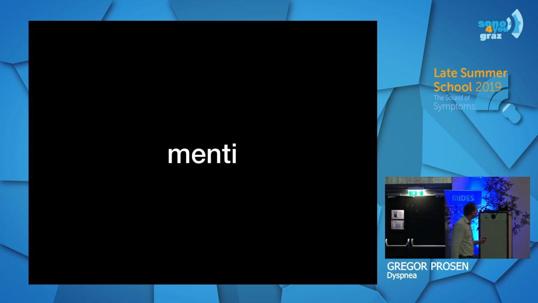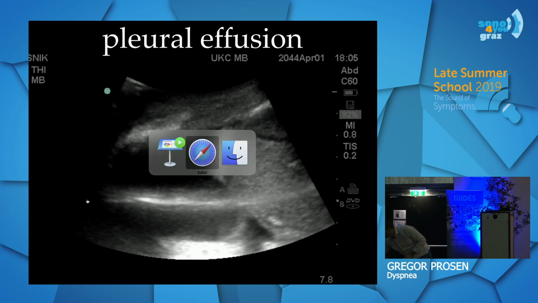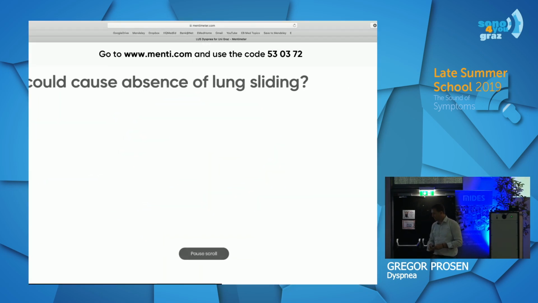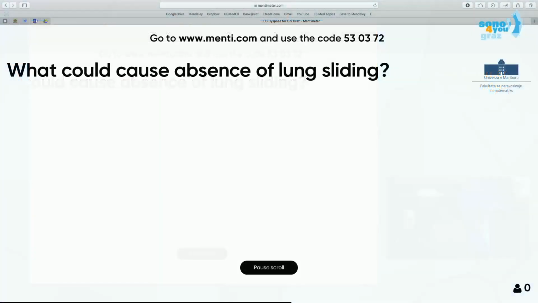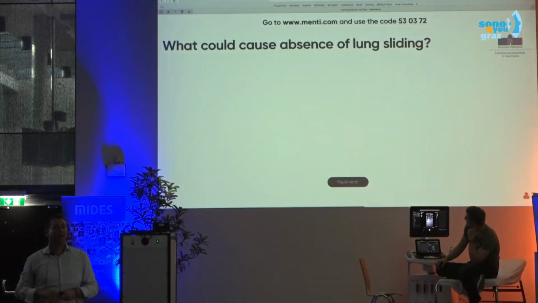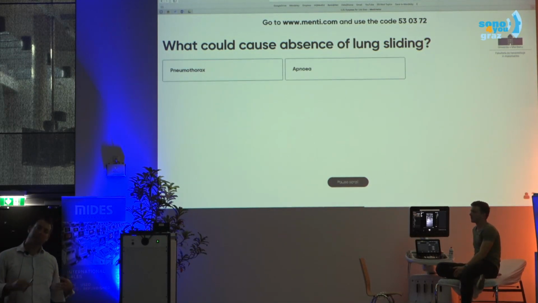Let's go to Menti. Where did we stay? Next, what conditions can cause absence of lung sliding? Is it pneumothorax? Is it anything else? Think about it, put it up.